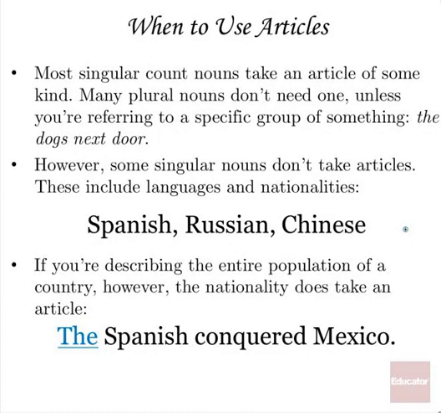However, some singular nouns do not take articles. These include languages and nationalities. So, Spanish, I speak Spanish. You wouldn't say, I speak the Spanish. You say, I speak Spanish. I speak Russian. I speak Chinese. However, there is an exception even to this. I know, we're just full of exceptions. If you're describing the entire population of a country, if you're referring to the people as a whole, the nationality does take an article. The Spanish conquered Mexico. There you're talking about the group of people out of that country, so it becomes the Spanish. Spanish is a language, the Spanish is a group of people.